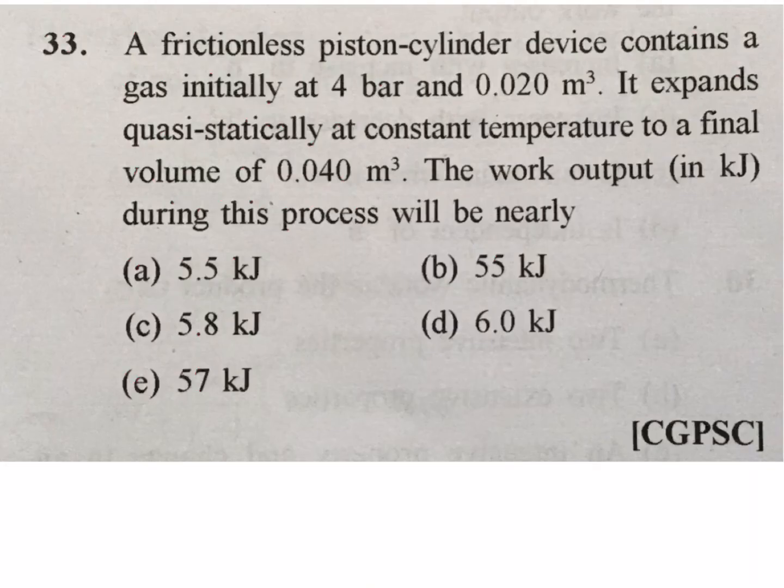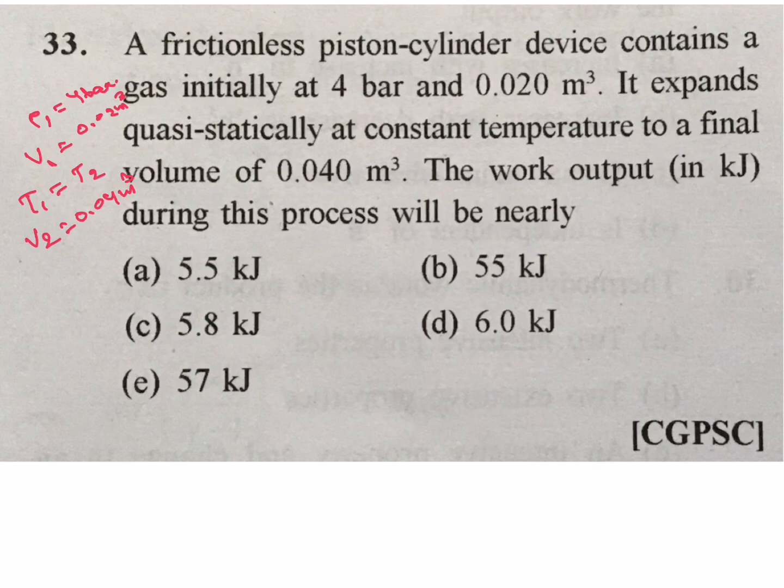Next question, asked in Chhattisgarh PSC exam. A frictionless piston cylinder device contains gas initially at 4 bar pressure. So P1 equal to 4 bar. Then volume V1 equal to 0.02 meter cube. It expands quasi-statically at constant temperature process. So T1 equal to T2, or isothermal process, to final volume V2 equal to 0.04 meter cube. The work output in this process will be nearly how much?